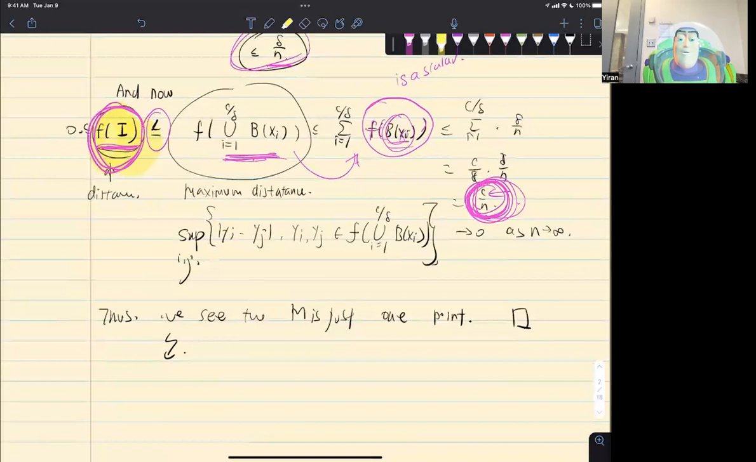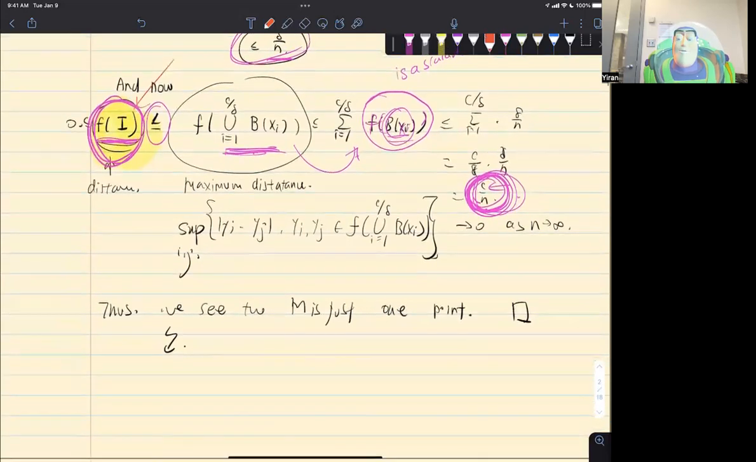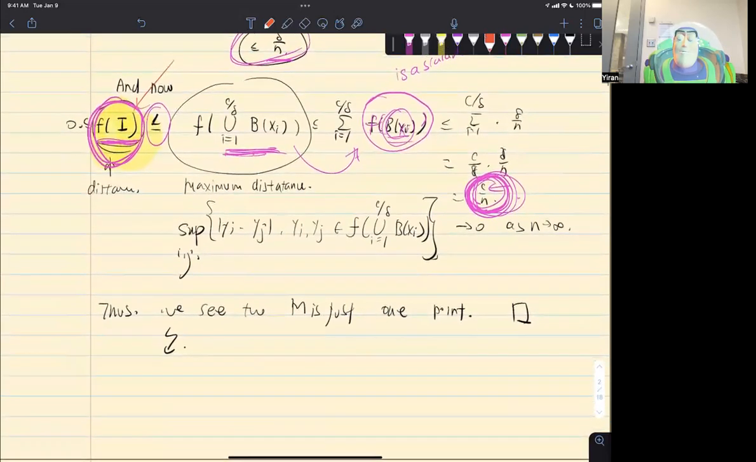But notice that, again, recall the convention. I'm not saying this is a set, because I is a set. This notation just means the maximum difference between the two points that we evaluate when the two points are selected from the interval I. So here we see that this is actually 0 as n goes to infinity.